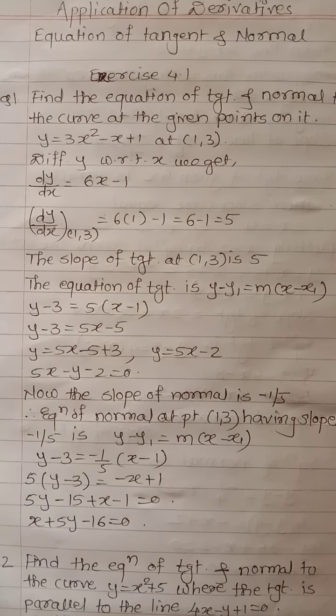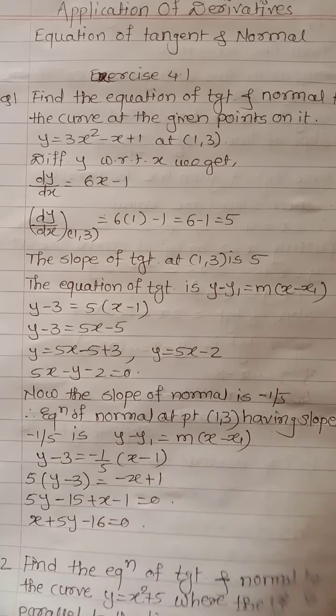Now using y minus y1 is equal to m into x minus x1, you have to find the equation of tangent. After that, using slope of tangent, you have to find slope of normal, that is minus 1 upon slope of tangent. Okay, and using this slope, you have to find the equation of normal: y minus y1 is equal to m into x minus x1.